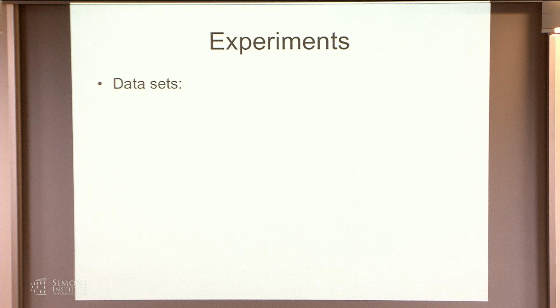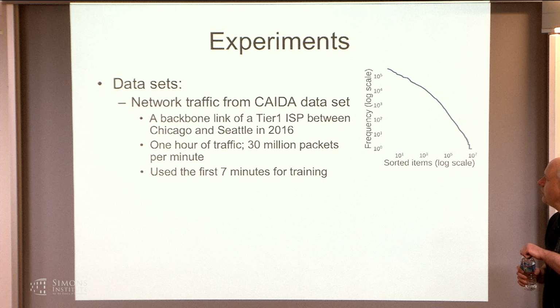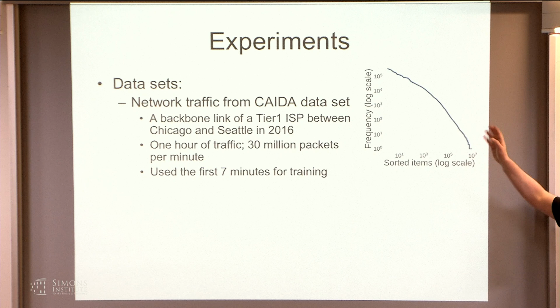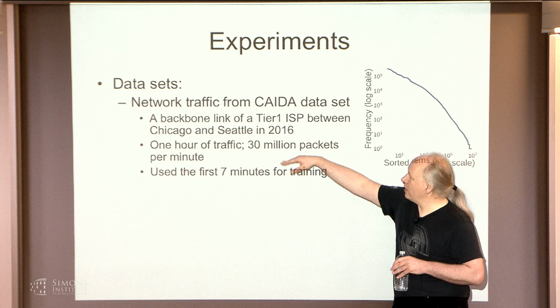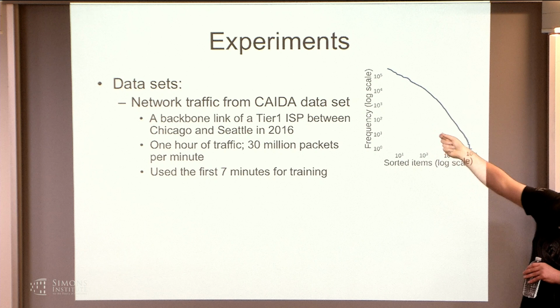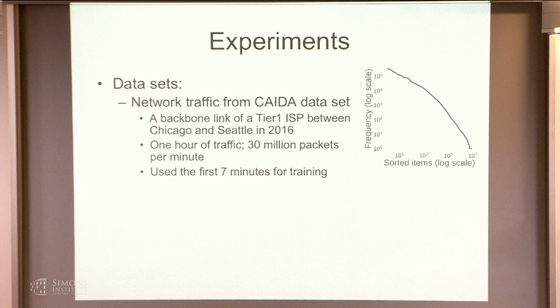We tested it on two data sets. One of them is network traffic from CAIDA, a standard network traffic data set. It stores the traffic of a link. It has many files, and each file has 1 hour of traffic. We use the first few minutes to train, then a few more minutes to validate, and then we test it on the rest, in particular on, I think, minute number 20 and 50, just to see how well it behaves.